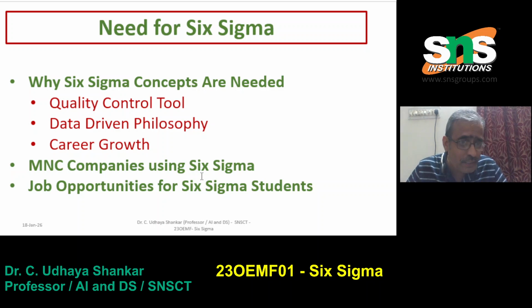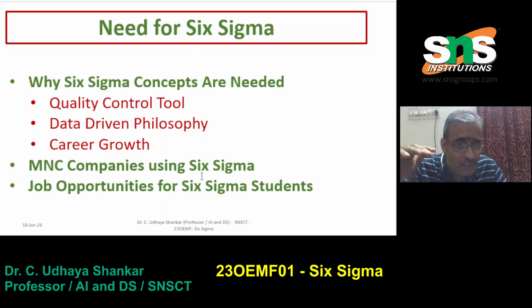The primary goal of Six Sigma is to achieve the level of quality where the process produces not more than 3.4 defects per million opportunities, DPMO. It should be less than 3.4 DPMO. That is called Six Sigma. If you are not clear, please watch the previous videos and come back.